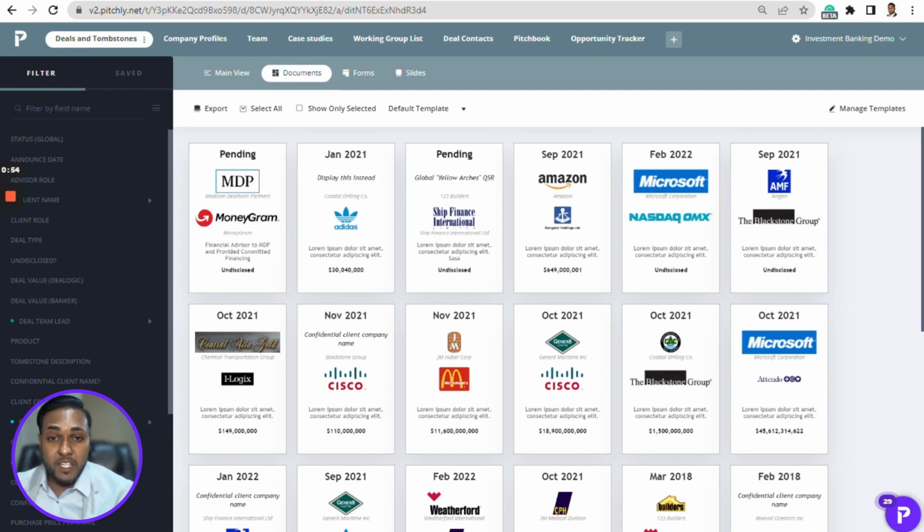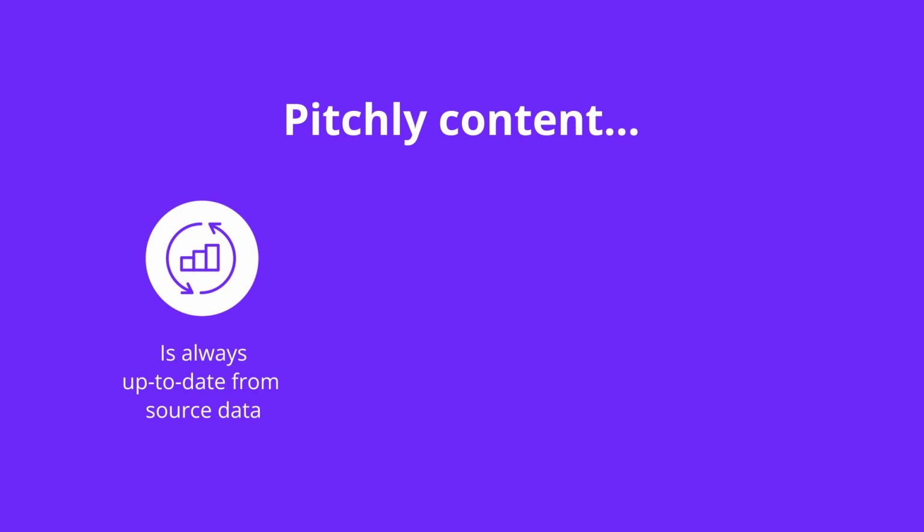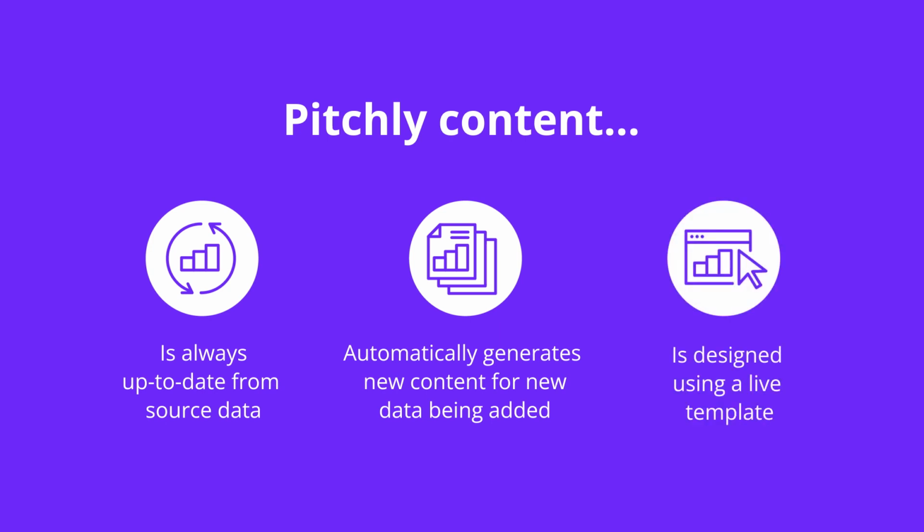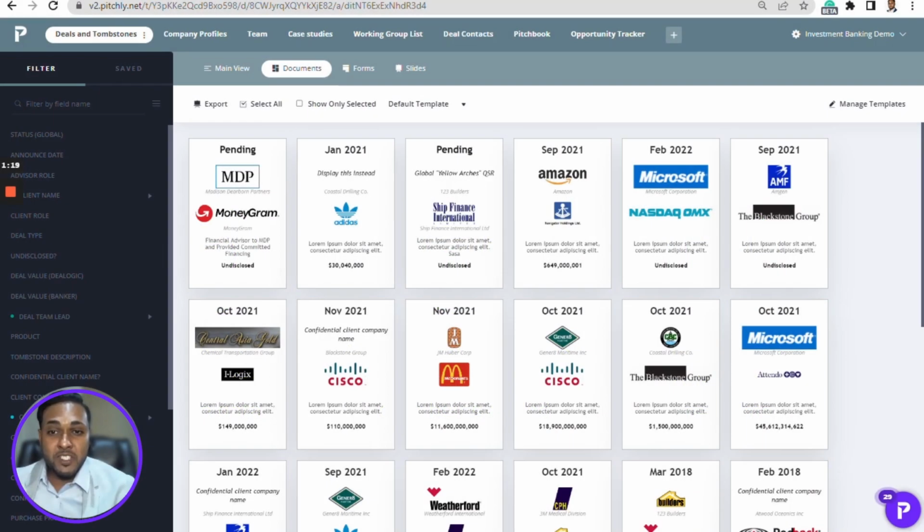Pitchly is the first company to achieve live generated content, which typically involves hours of creating, finding, selecting, sorting, and formatting assets. Pitchly content is always up to date from source data, automatically generates new content for new data being added, and is designed using a live template, which users can change as their brand or requirements evolve. Together, Pitchly and UpSlide have made it quicker and more efficient to combine quality assured data and create brand compliant materials.